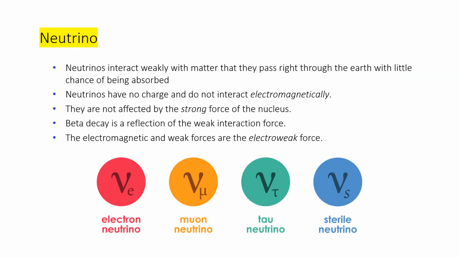Just a little about your neutrino. Your neutrinos interact so weakly with matter that they pass right through the Earth with little chance of being absorbed. Neutrinos have no charge and do not interact electromagnetically. They are not affected by the strong force of the nucleus. And we now believe that the beta decay is actually a reflection of the weak interaction force. The electromagnetic and the weak forces in general are called the electroweak force. So these are some details about your neutrino.